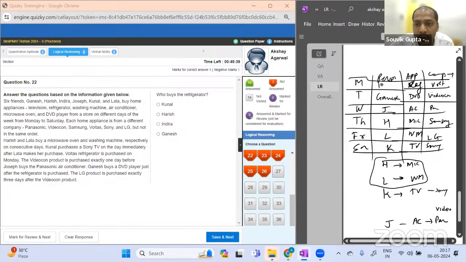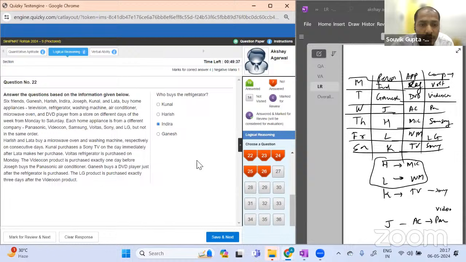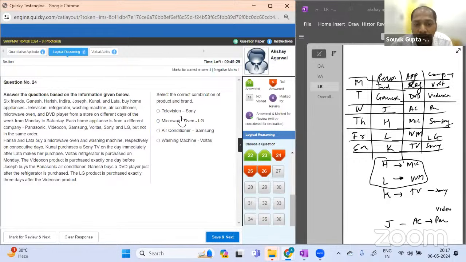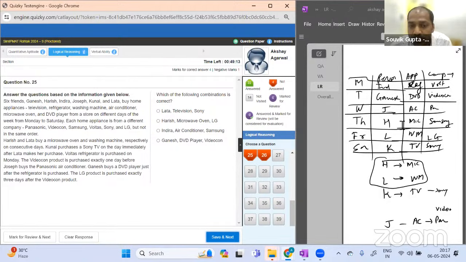Indira. Which product is purchased on Friday? Washing machine. Select the correct combination of the product and the brand. TV Sony. Microwave is not, AC Samsung is not, washing machine Voltas is not, yes, TV Sony. Which of the following combinations is correct? Lata TV Sony, no. Harish microwave oven LG, no. Indira AC Samsung, Indira no. Ganesh DVD player Videocon, yes.